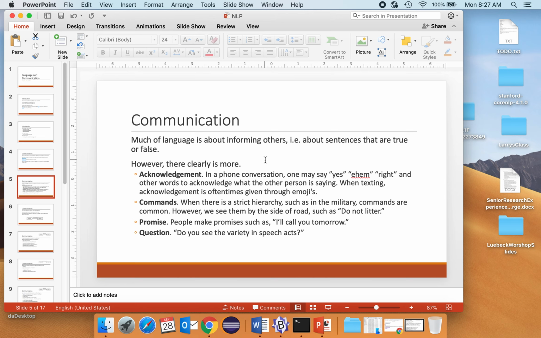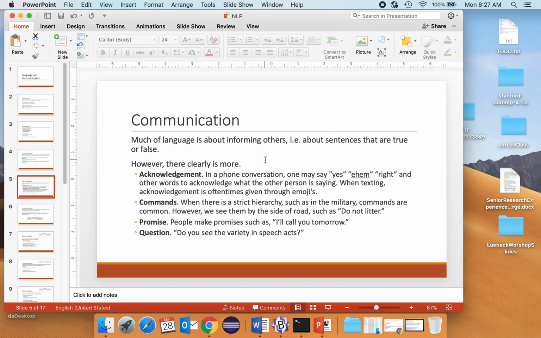While yes, a lot of language is about informing others. Think about Wikipedia, textbooks, things like this. And again, those sentences that are designed to inform others can typically be assigned a truth value, say true or false. However, there's clearly more.